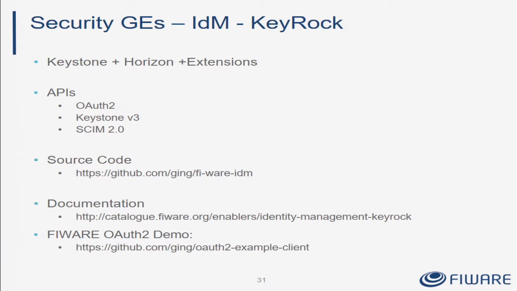In the case of the KeyRock generic enabler, you also have to know that inside it we have modifications of the Horizon and Keystone projects of OpenStack. So this generic enabler is totally based on OpenStack. We are aligned with the community, and we are trying to contribute to the OpenStack community at every moment. So this is also a good point of this enabler. And we implement APIs like OAuth 2, Keystone, and SCIM 2.0 in this generic enabler.